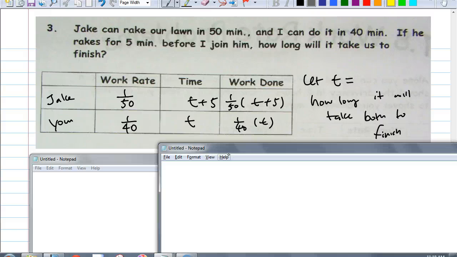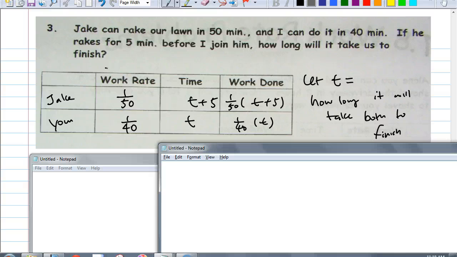But are we looking for the time where they both work together? If you say let t be how much Jake worked, then you have to subtract 5 from that, right? Because look at what they're asking. How long would it take us to both finish? Us meaning both of them. So shouldn't t be how long both of them work together? Okay, so does this make sense?